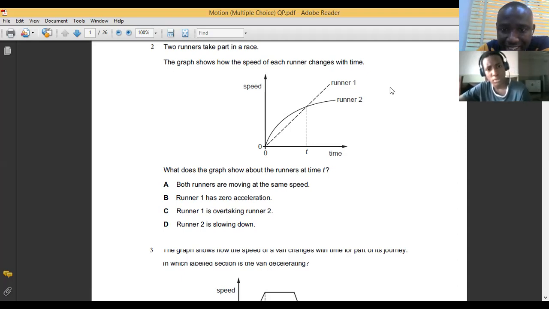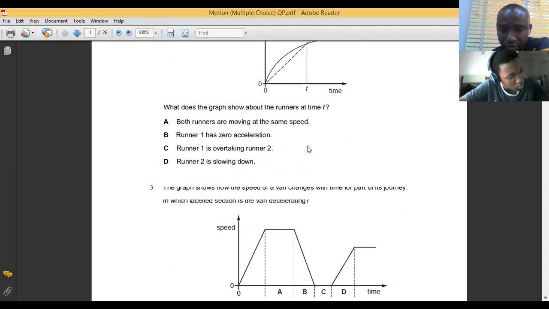No. At that point, they are moving at the same speed. Look at it. At that particular point in time, it's the same. So the answer is A actually. Both runners are moving at the same speed at that time. Remember, at time t, not this overall time, but that time.